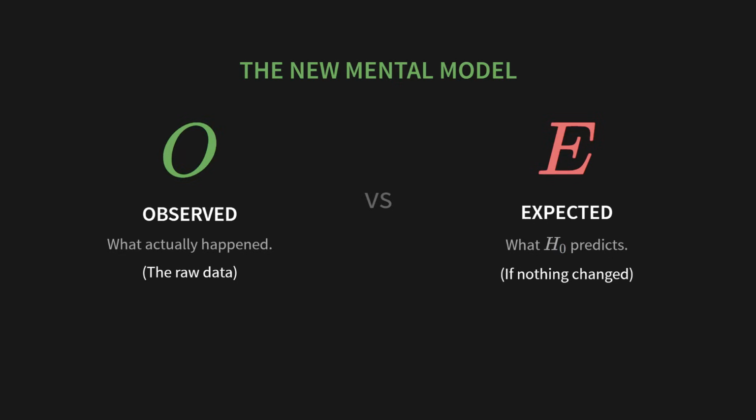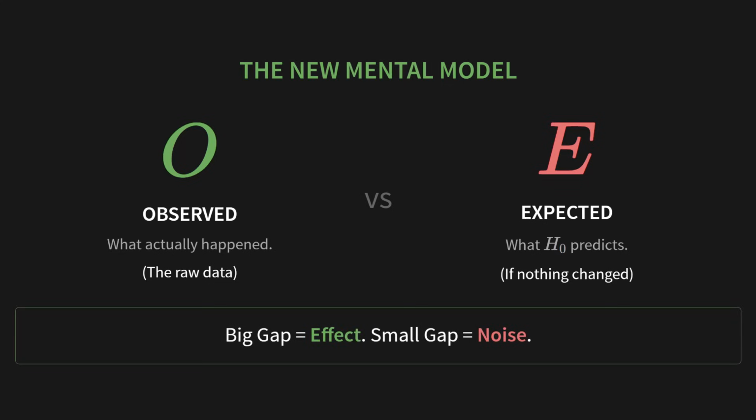Observed, which we'll call O, is simple. It's what actually happened, the raw data you collected. Expected, or E, is what the null hypothesis predicts. It's what would have happened if your change made no difference at all. The logic is simple. If there's a big gap between what you observed and what you expected, that's a real effect. If it's a small gap, it's probably just noise. So how do we measure that gap?